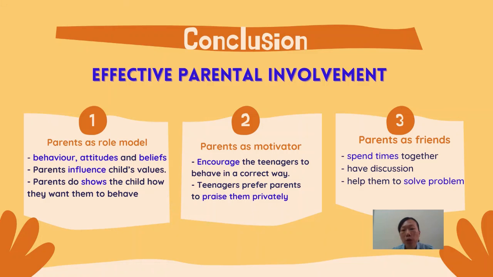Number 2, parents should be involved as a motivator. They should encourage the teenager to behave in the correct way, and they should also praise them privately. And third, parents can act as friends. They should spend time together doing family activities like shopping, going for vacations, or reading together. They can also discuss with the teenagers when they have problems and help them to solve the problem.